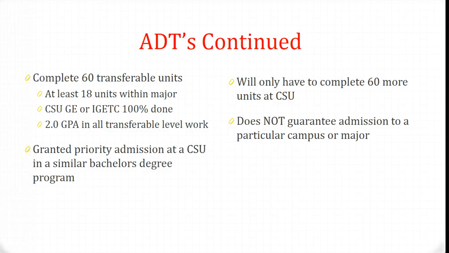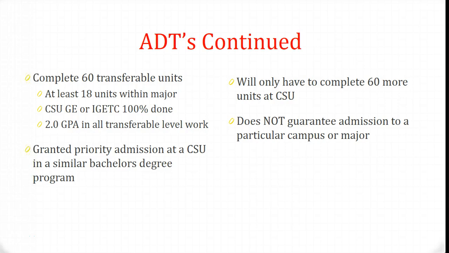When you get an ADT, you're granted priority admission at a CSU that has a similar bachelor's degree. So just what I just showed you on the website of how kinesiology was not accepted at Sonoma State. The ADT was not accepted. So that one isn't going to work. But business to Chico would be fine. You would get priority admission. And with that, you get a slight GPA bump when you're applying, and a higher GPA bump if it's an impacted campus or impacted major.